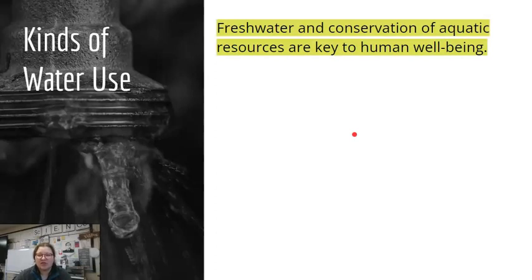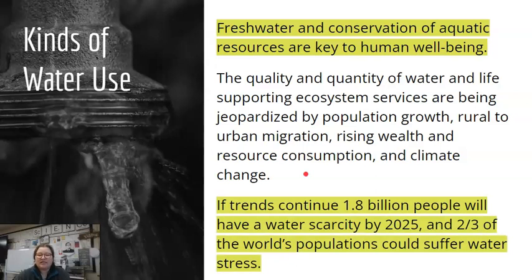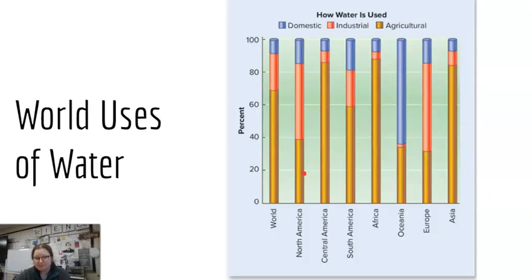Freshwater and conservation of aquatic resources are key to human well-being. We need fresh water to drink, and we need aquatic resources to be healthy so that we can continue to live in the world that we live in, and the water can keep being cleaned. The quality and quantity of water and life-supporting ecosystem services are being jeopardized by population growth, rural to urban migration, rising wealth and resource consumption, and climate change. If trends continue, 1.8 billion people will have water scarcity by 2025, and two-thirds of the world's population could suffer water stress.